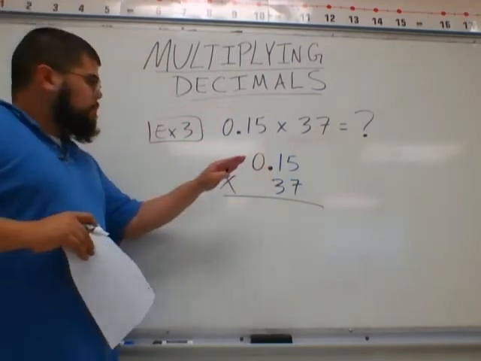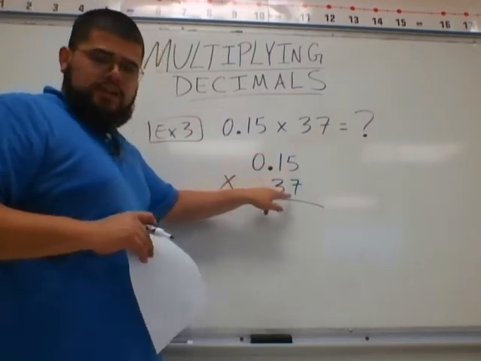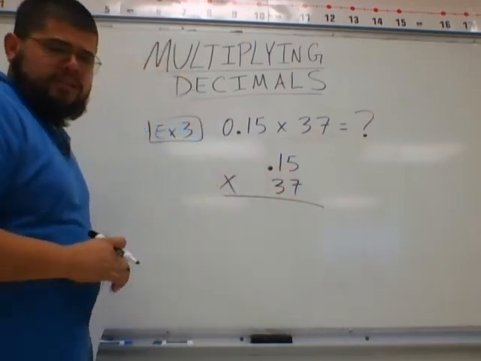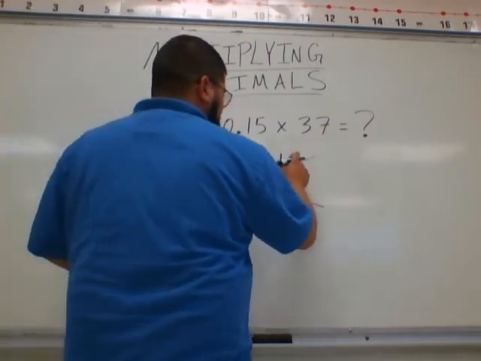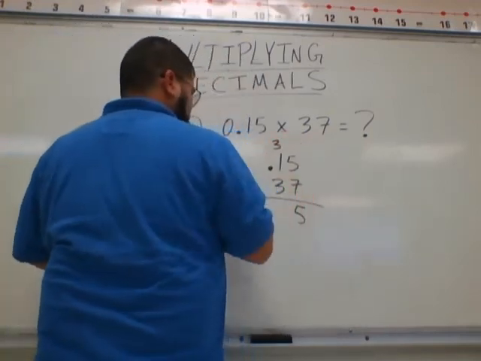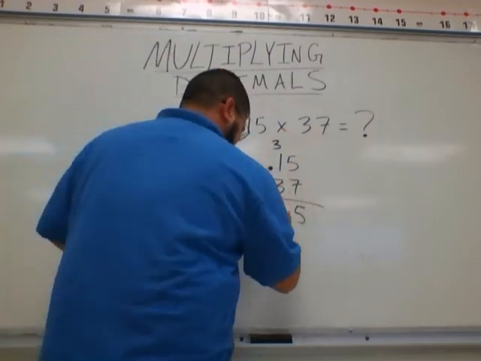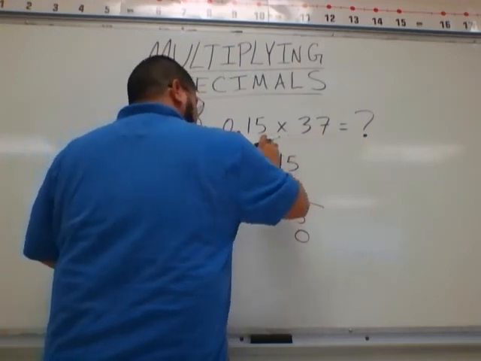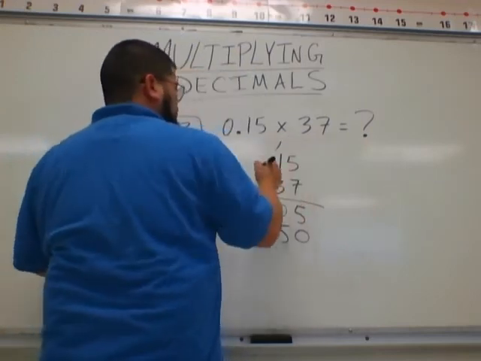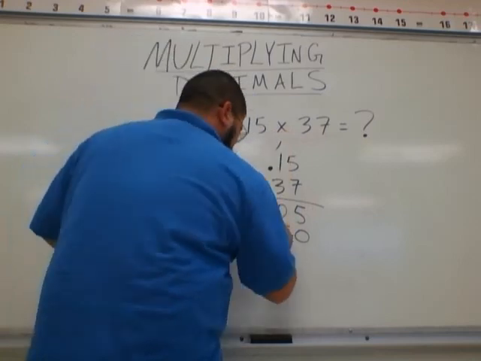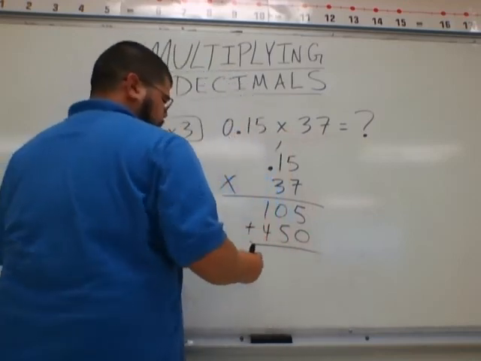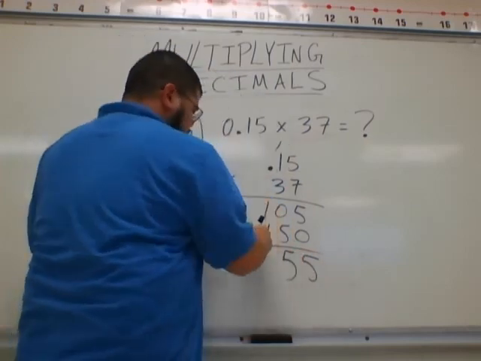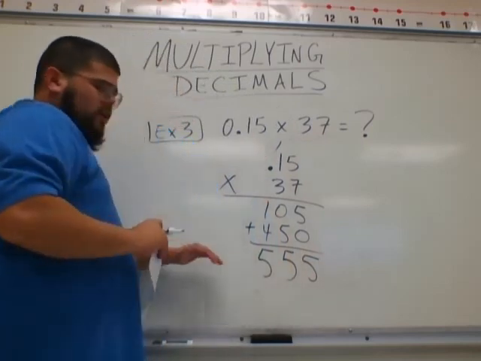But now remember, when we multiply 0.15 times 37, it's the same thing as 15 times 37. So let's just do it that way. 7 times 5, 35. Carry my 3. 1 times 7, 7 plus 3, that's 10. 0 placeholder. We cannot forget that placeholder. I'm going to erase my 3 up here. 3 times 5 is 15. Carry my 1. 3 times 1 is 3 plus 1, that's 4. We add these up. We get 5 plus 0, which is 5. 0 plus 5, which is 5. 1 plus 4, 5.